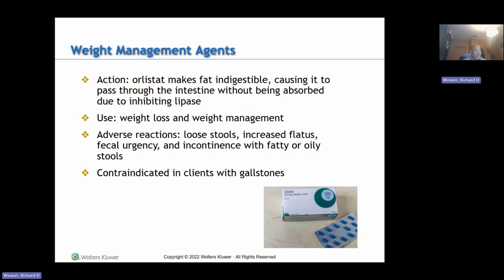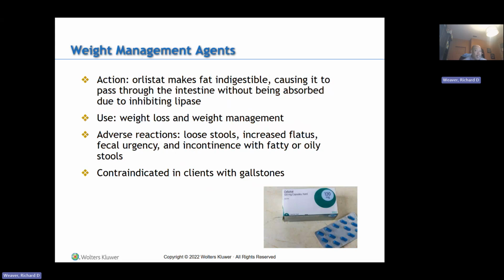Some of the adverse reactions: loose stool, causes increased flatus. That's a big one. Fecal urgency, and also incontinence with fatty or oily stools. That fatty or oily stools is the fat that is not digested. These medications are contraindicated in your patients with gallstones. All right. They typically give these drugs for obesity management.